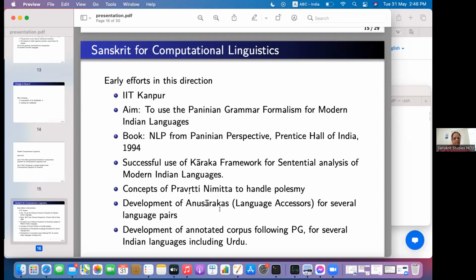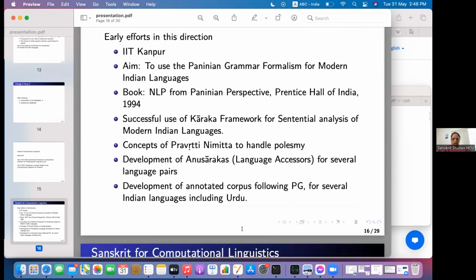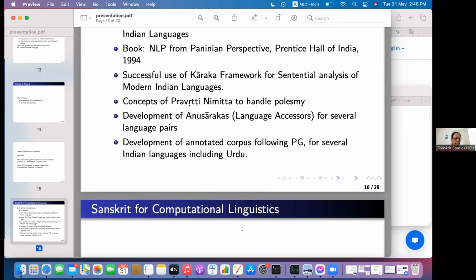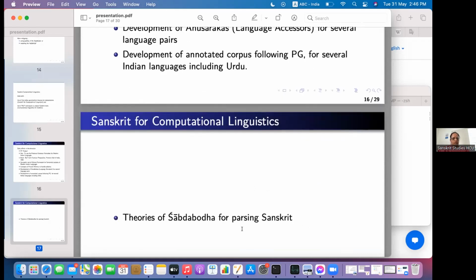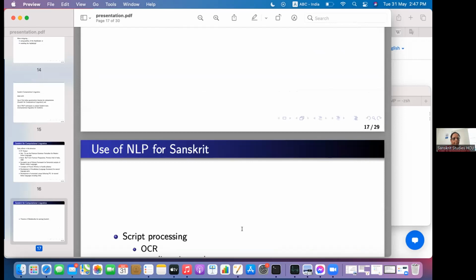Several language accessors for several language pairs were developed. And even an annotated corpus was developed following the Paninian grammar for several Indian languages, including Urdu. This was from the use of Sanskrit Shastras for computational linguistics. Later on, I used these theories for parsing Sanskrit, on which I will say more in my next talk.